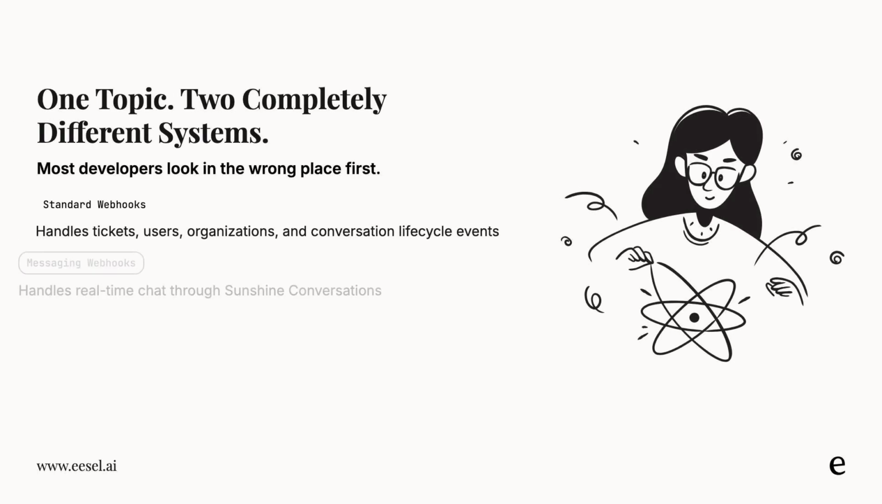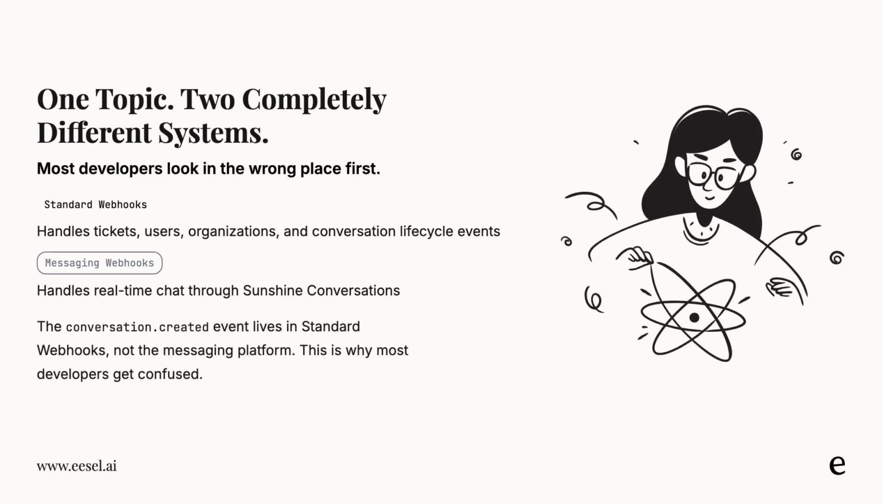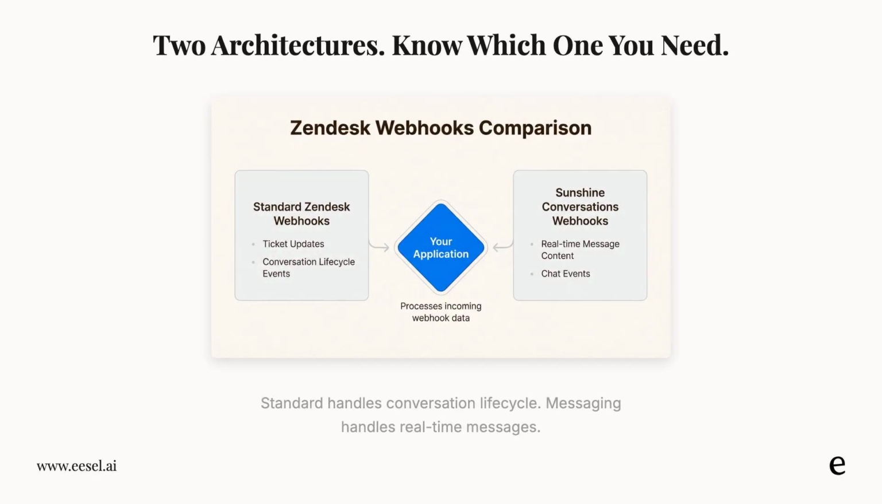Here's the most common mistake developers make: looking in the messaging webhook section for the conversation.created event. It doesn't live there. Standard webhooks handles conversation lifecycle events. Messaging webhooks handle real-time chat through Sunshine conversations. These are two completely different systems. Standard webhooks manages the conversation's lifecycle: created, updated, closed. Messaging webhooks handles real-time message delivery through Sunshine conversations. Before you build anything, make sure you know which architecture your use case requires.